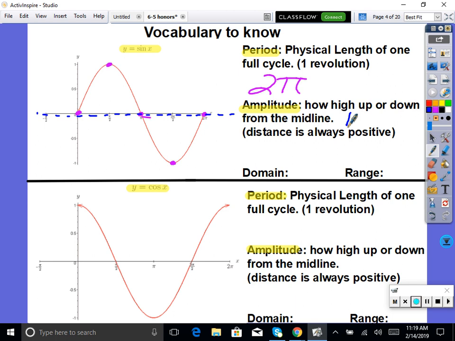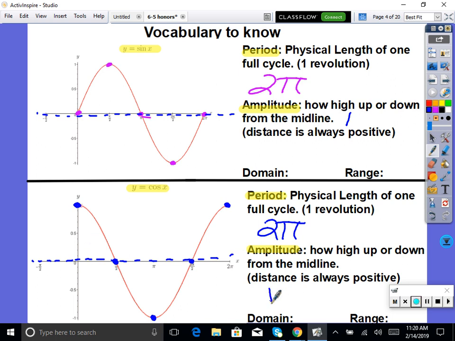So cosine, let's look at cosine. Cosine has the cycle max, 0, min, 0, max. And period is the same thing, the physical length of one cycle. The one cycle for cosine was the max, 0, min, 0, max. What's the x-axis for that? 2 pi. So our period for cosine is 2 pi. And our amplitude is distance from the midline. So once again, up 1, down 1, so our amplitude is 1.